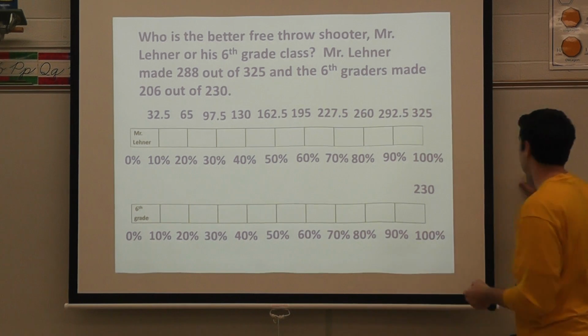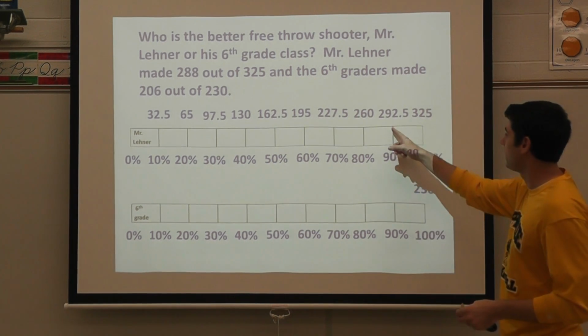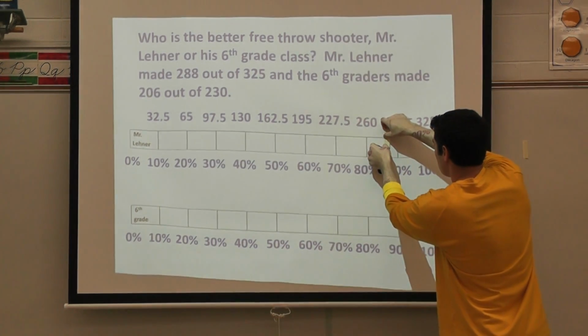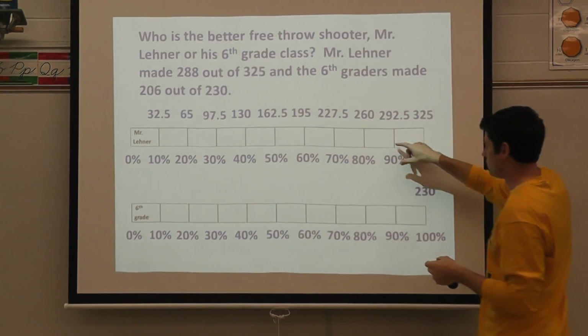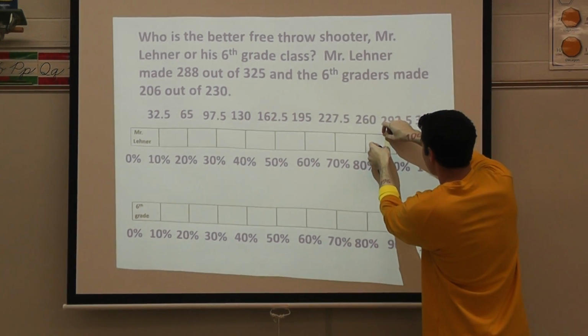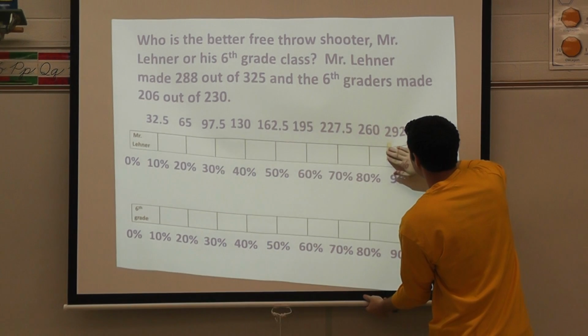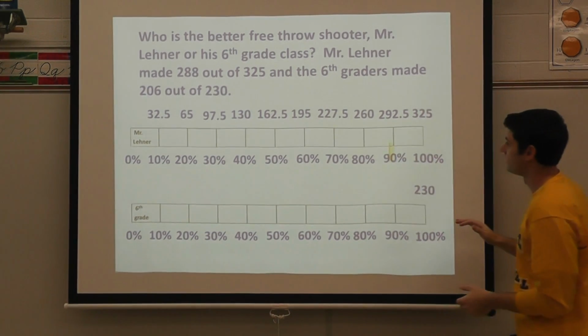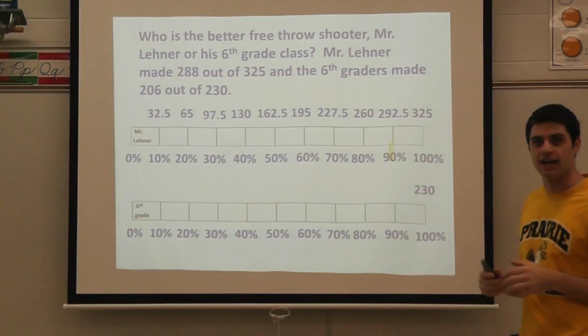So if I'm looking at my percents here, 88%. It's very close to 90, but it's not quite there. So I'm going to kind of put him right there. He's almost at 90, but he's not quite there. A little bit off, but he's almost at 90.